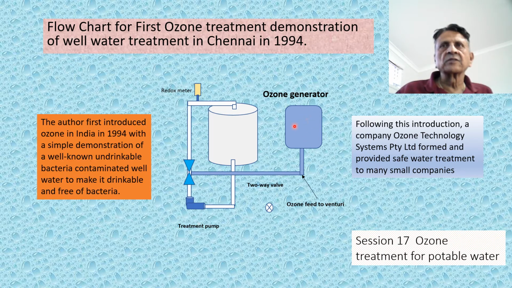The ozone generator was a simple small ozone generator that had a fan that will suck the air, and conversion of the air into ozone, and it is sucked into the venturi as the water flows and recycles.